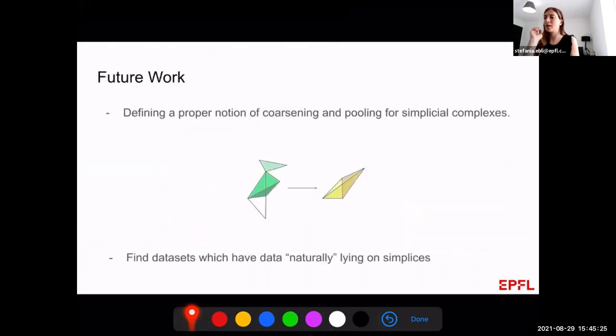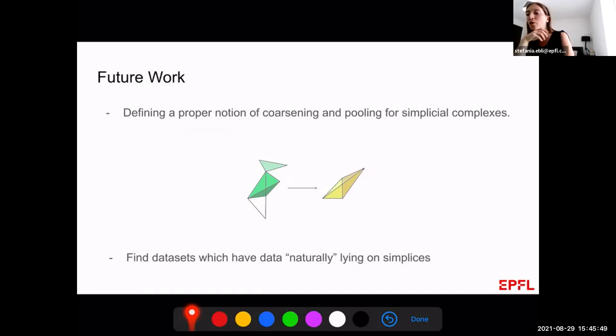Okay, so I think I'm coming to an end of my talk. I defined a notion of convolution for data lying on a simplicial complex, and I showed you also how this can be thought of as message passing on simplices, and how other people have extended this to message passing using more information.